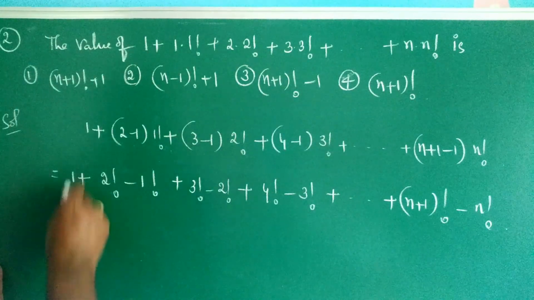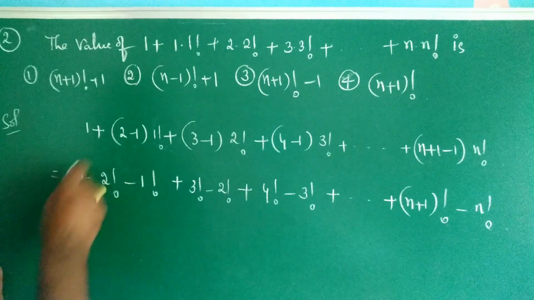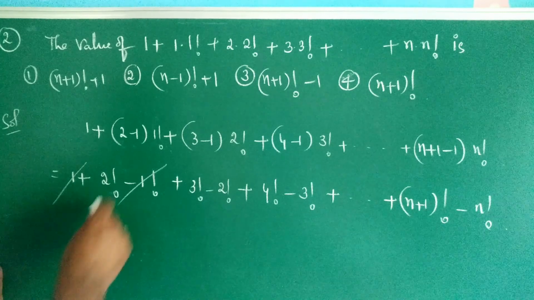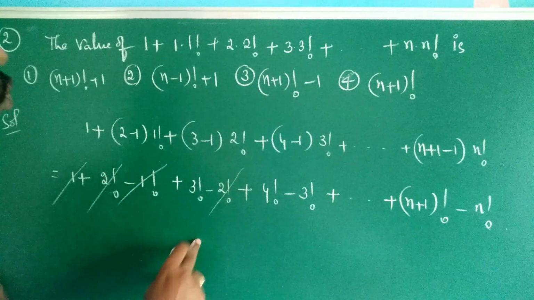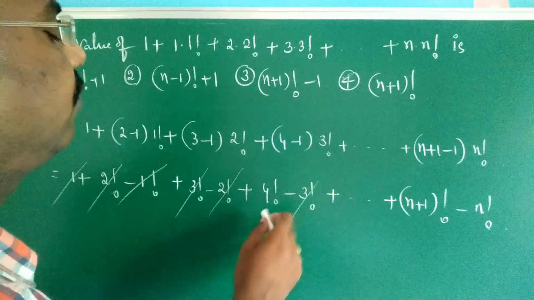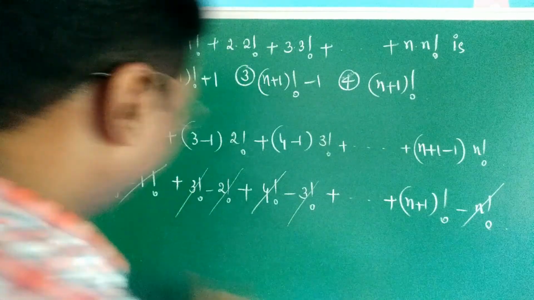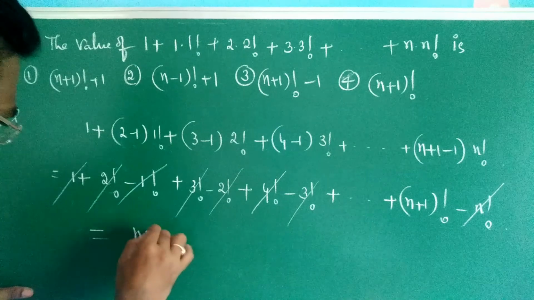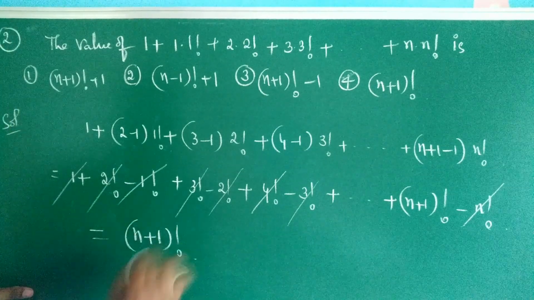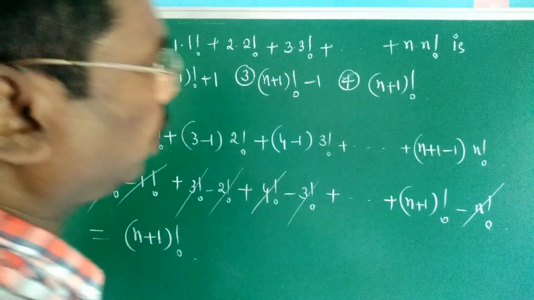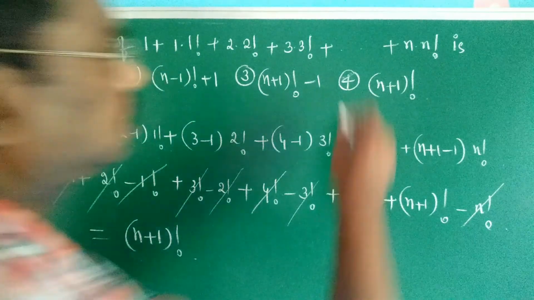Now here all are cancelled. 1 factorial minus 1 factorial plus 1 factorial, plus 2 factorial minus 2 factorial, 3 factorial cancels, next term 4 factorial cancels, also n factorial cancels, leaving n plus 1 factorial. Therefore, the final value of the given problem is n plus 1 factorial, which means option 4 is the correct one.